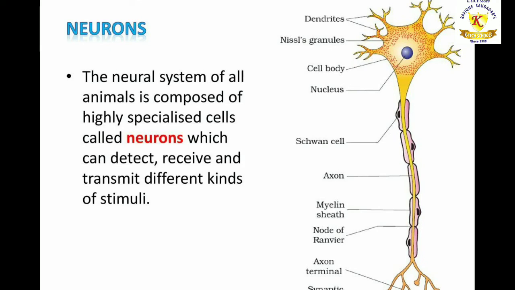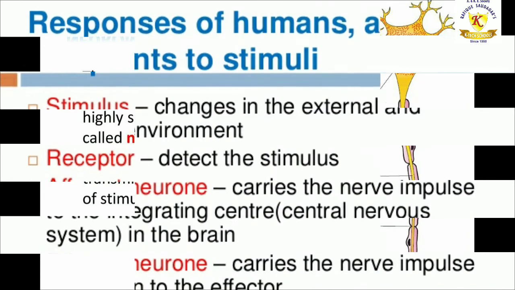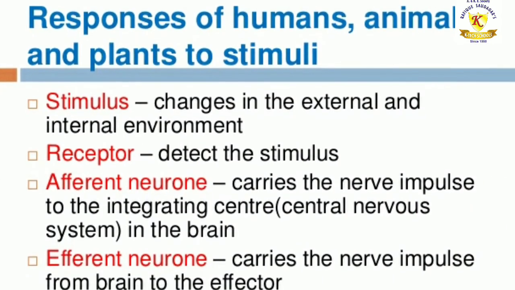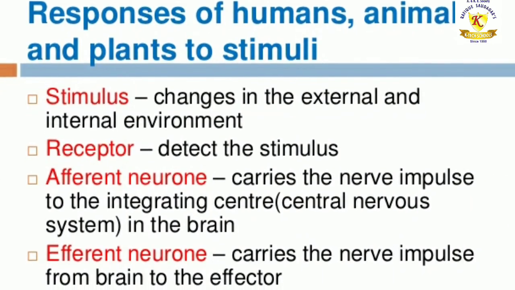Neurons. The neural system of all the animals is composed of highly specialized cells called neurons, which can detect, receive, and transmit different kinds of stimuli. Responses of humans, animals, and plants to stimuli.